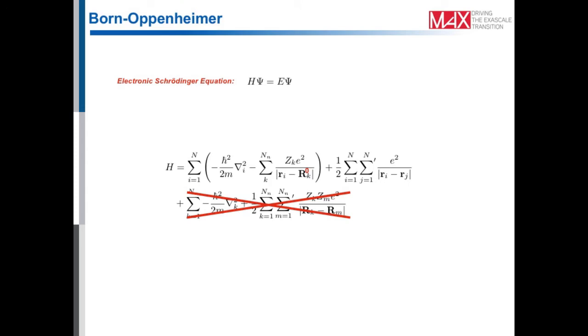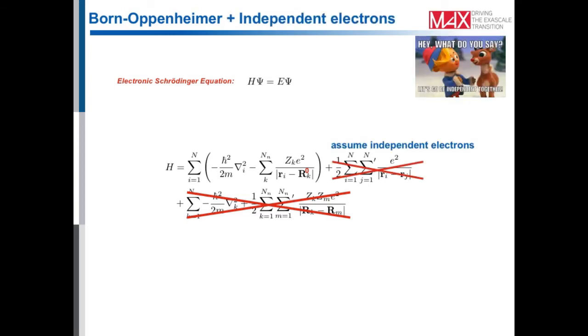Here we were. Born-Oppenheimer approximation. We have the electronic equation, and now let's try to imagine a system in which the electrons are independent, so they don't interact. Okay? So what we are left with is this part here of the Hamiltonian. So how does that help us?